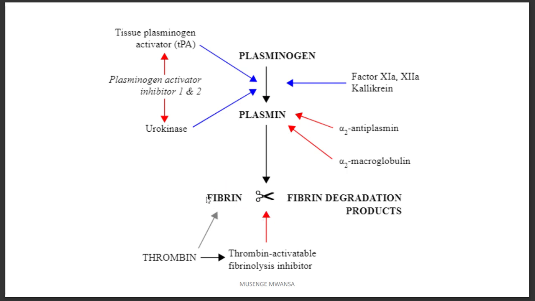We can also prevent the cutting of fibrin to fibrinogen. How? We have got thrombin activatable fibrinolysis inhibitor. So this one will also work here to prevent the breaking down of the clot that has formed. So basically, this is the anticoagulation pathway.